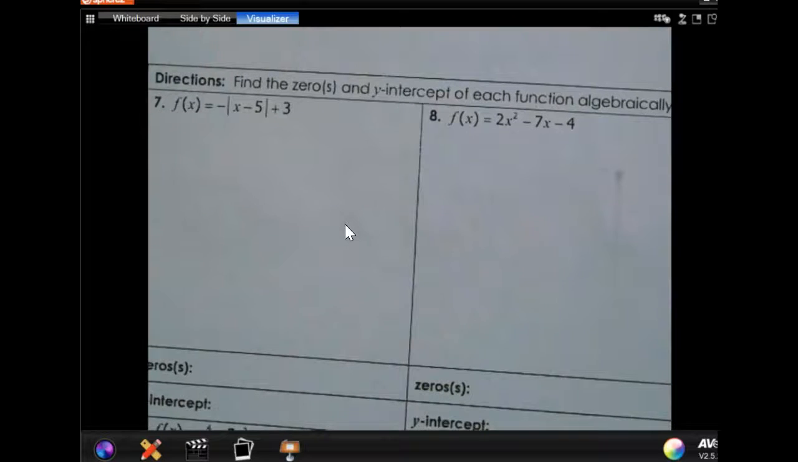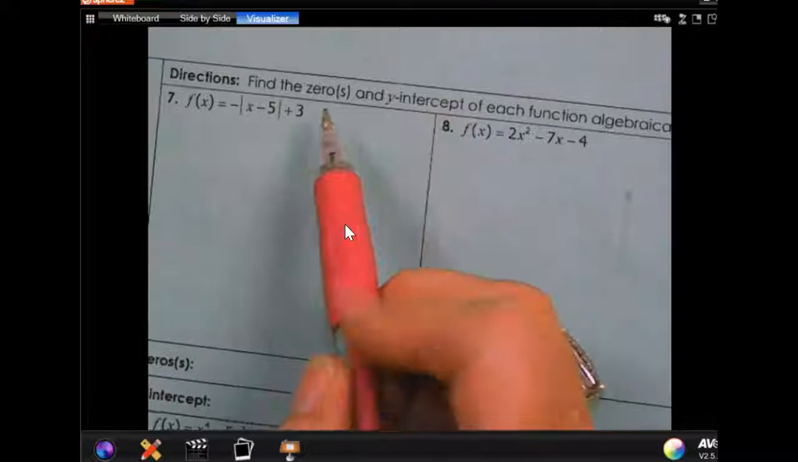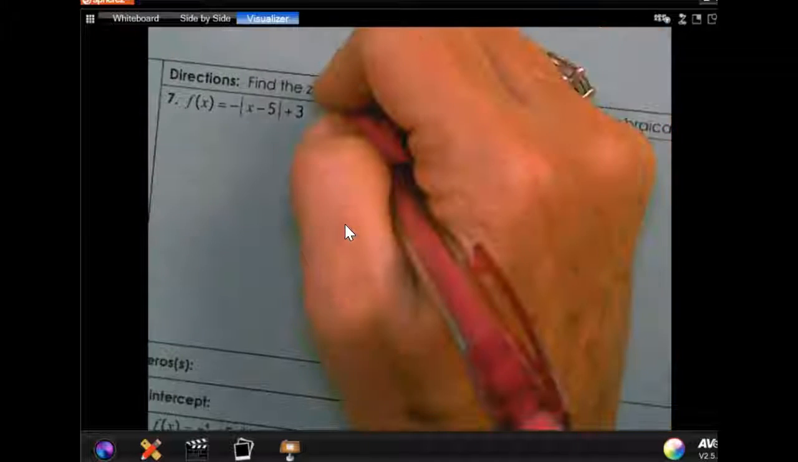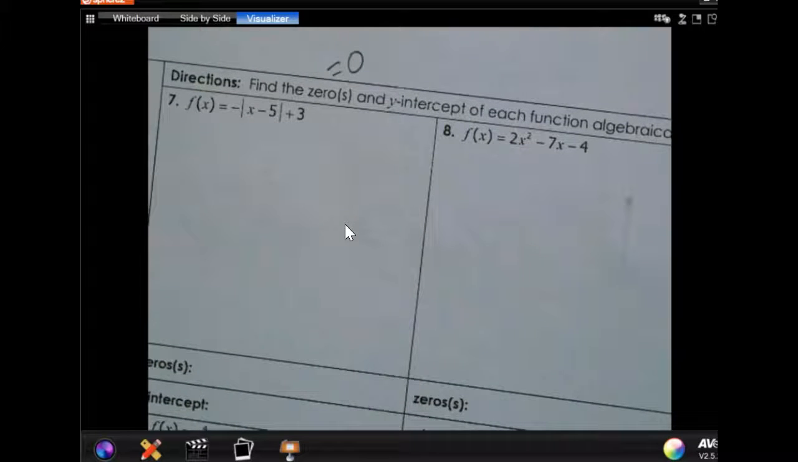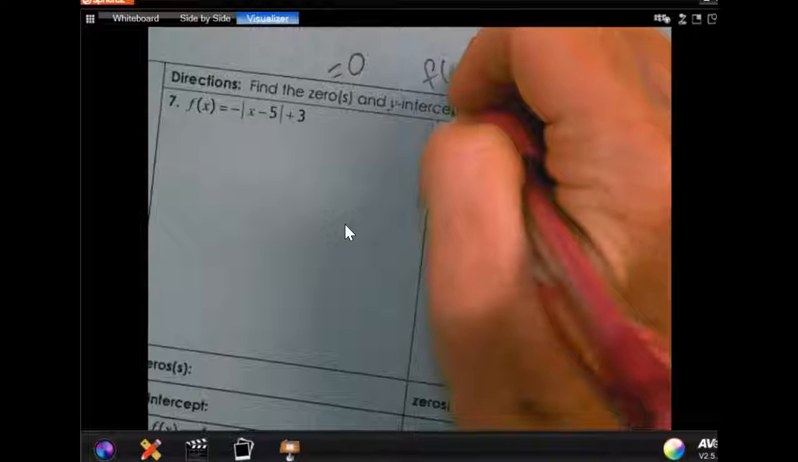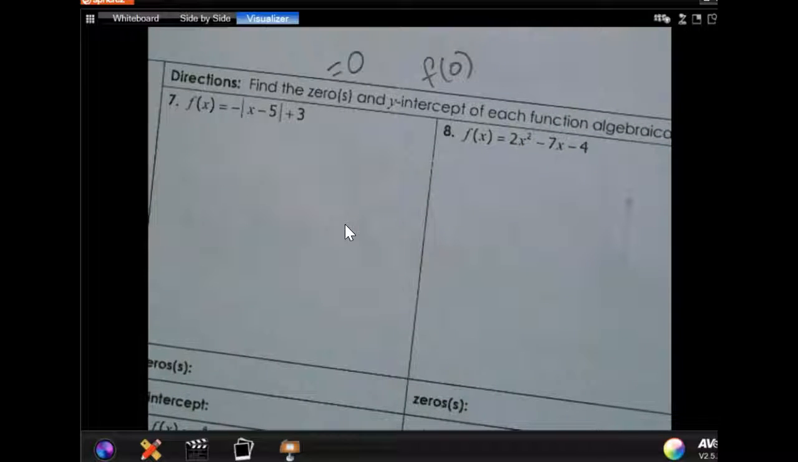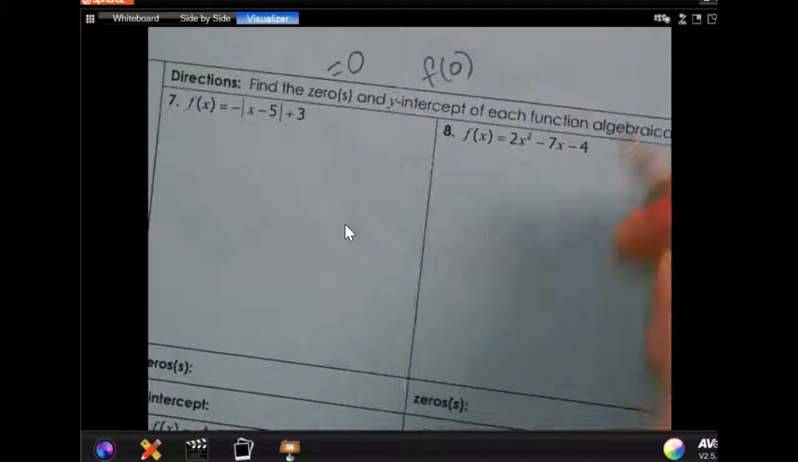Okay, I'm going to start on number 8. So we want to find the zeros, so that's where you set it equal to 0. And I want to find the y-intercept, which is where you plug 0 in for x. So I'm going to start with the y-intercept just because it's easier.